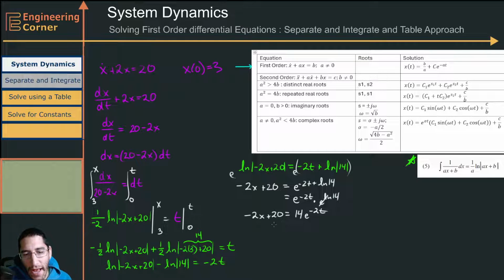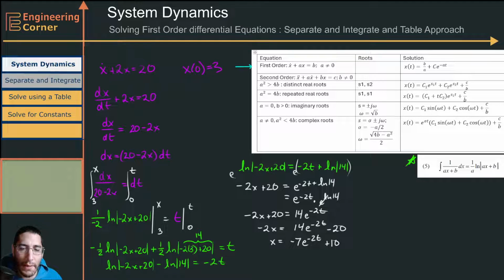Now we want to solve for x. So what we can do, we can say, all right, minus 2x is equal to 14e to the minus 2t minus 20. x is equal to minus 7e to the minus 2t plus 10 because we divided by a minus 2. And this is our answer. That is our solution to this differential equation when we separated and we integrated.